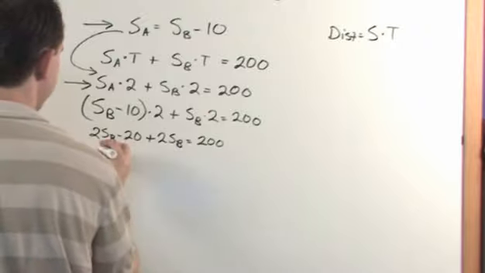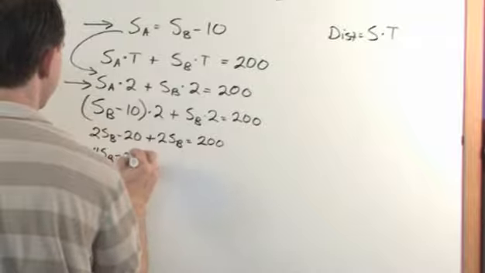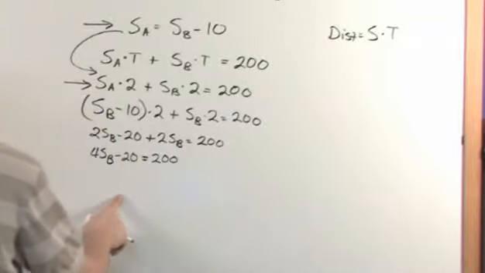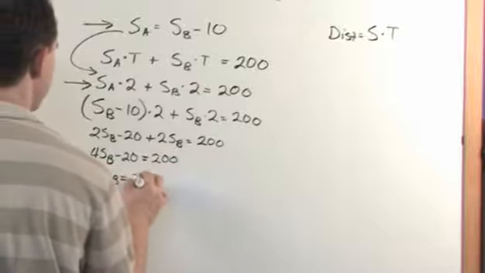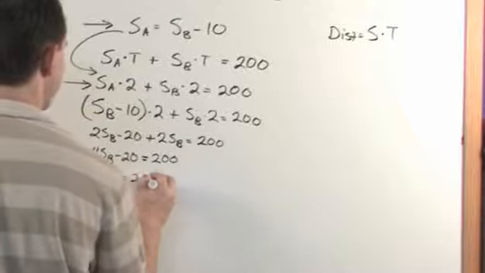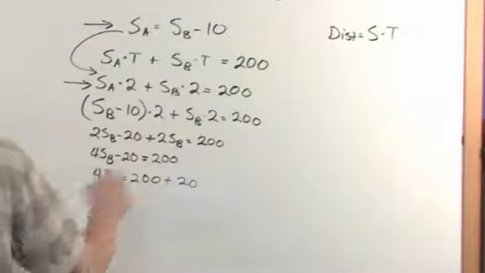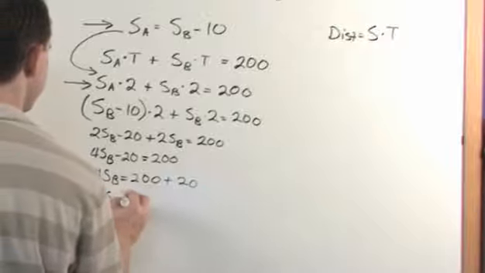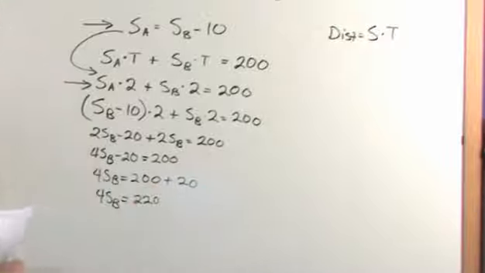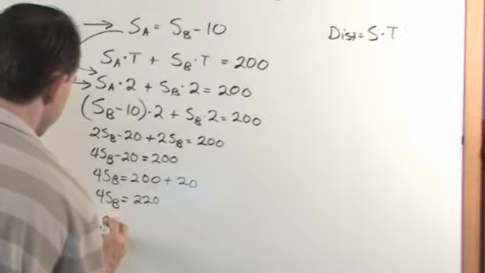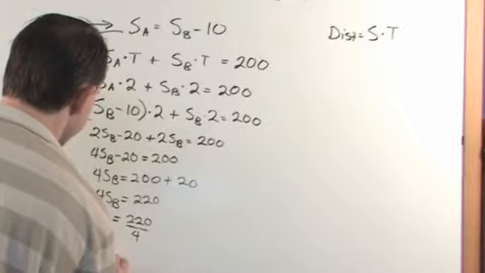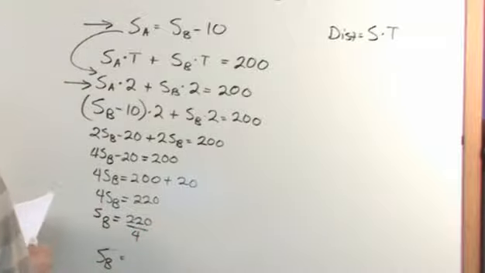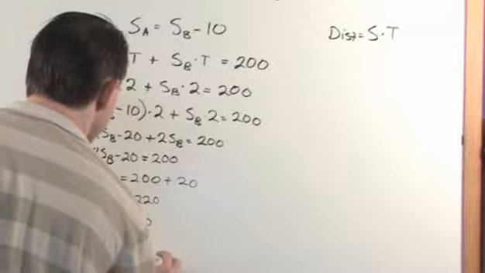Now let's add these SB's together. 4SB minus 20 is equal to 200. Okay, let's move this 20 over here. 4SB is equal to 200 plus 20. All you do is you're adding 20 to both sides. 4SB is equal to 220. Okay? And then to solve for SB, SB is equal to 220 divided by 4. So SB is going to be equal to 55 miles per hour.